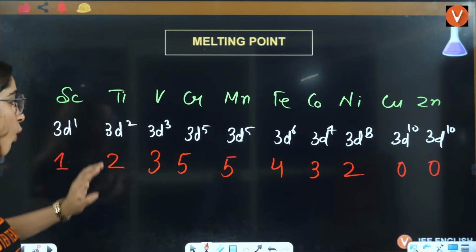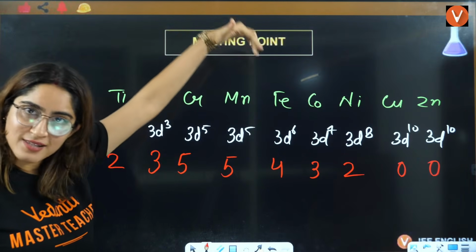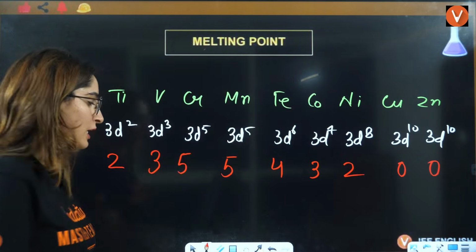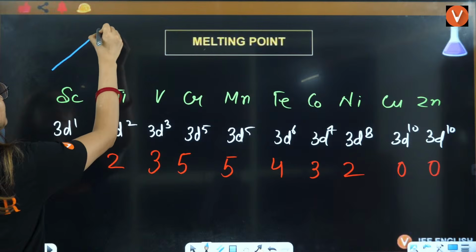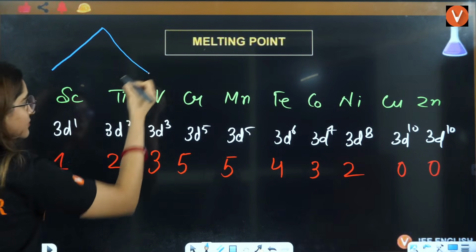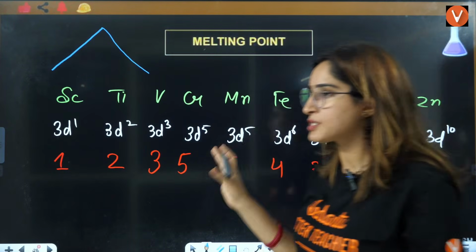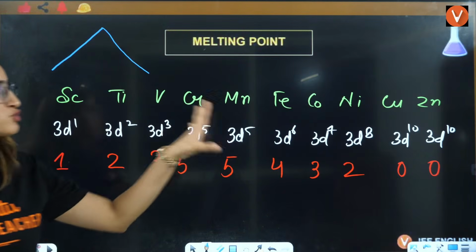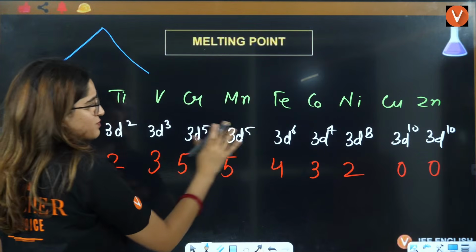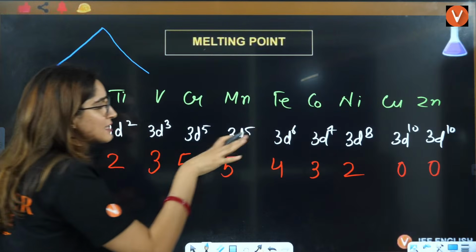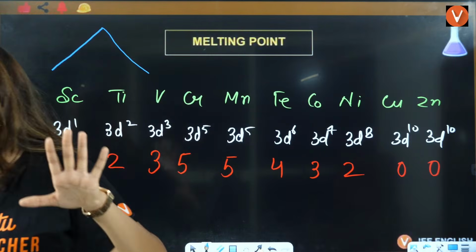Now, we know that the more the unpaired electrons, the more the melting point. The fewer the unpaired electrons, the lower the melting point. So should it be like this, increasing, increasing, increasing, decreasing, decreasing, decreasing? How many of you agree with this one? That it should be like this, ma'am. It should be increasing because unpaired electrons are increasing. Here it is maximum, after that it is decreasing again. Can I say this is how it will be?